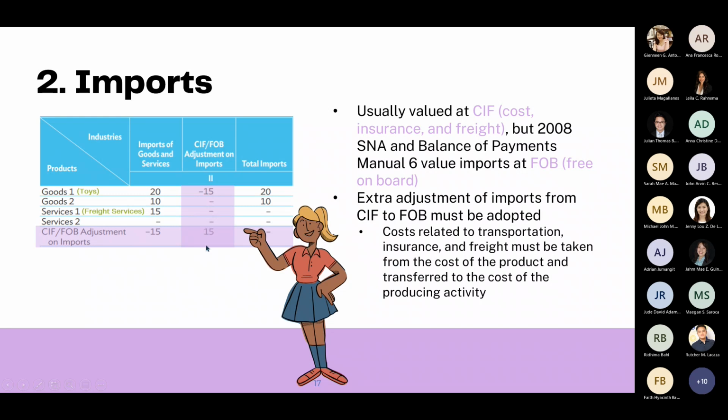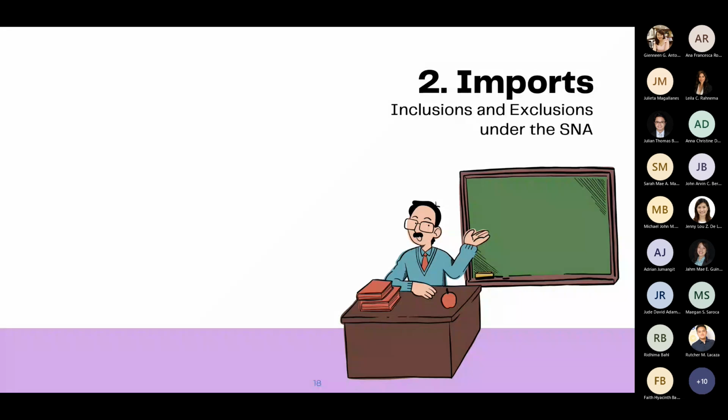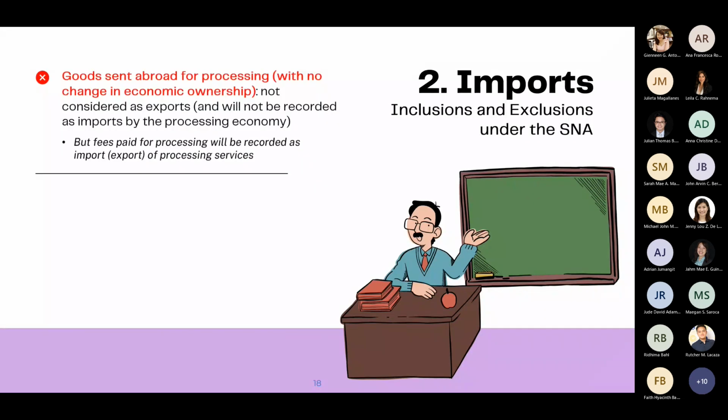So how do we know which are imports and which are not? Okay. So here are some inclusions and exclusions under the SNA. First, we have goods sent abroad for processing, but with no change in economic ownership. So it's marked as an X here, and the font is in red. Obviously, these are not considered exports and will not be recorded as imports by the processing economy. So for example, the Philippines sends Malaysia computers so that Malaysia could add in chips. Those chips would be the value added by Malaysia.